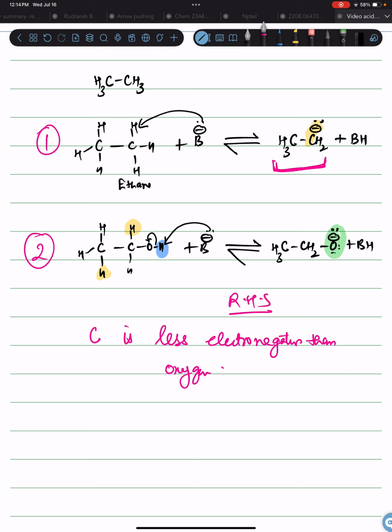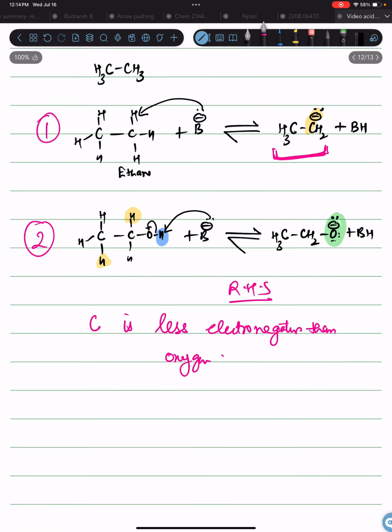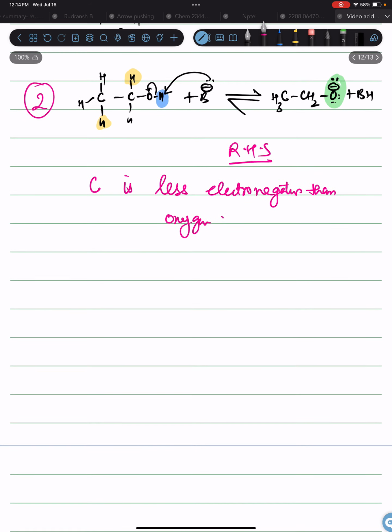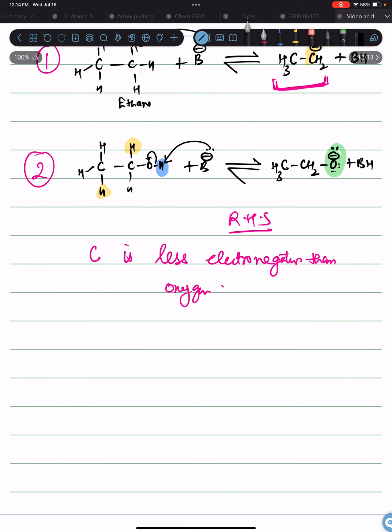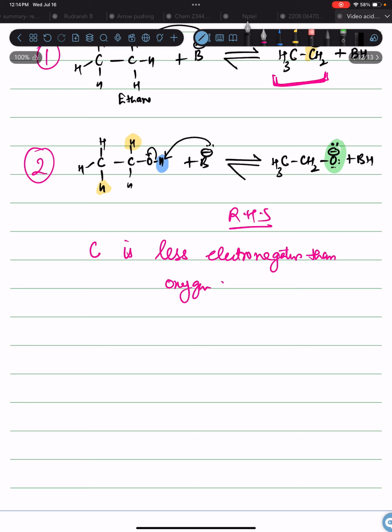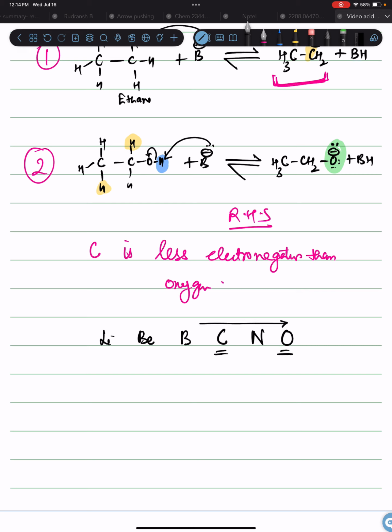Why? Because in this case the negative charge is coming on carbon, which cannot that easily accommodate the negative charge. Fine, we can take one more example. So this was when the atoms differ in their electronegativity, and we can easily predict, as carbon and oxygen both belong to the same period. Lithium, beryllium, boron, carbon, nitrogen, oxygen, and all. So as we move in a period, the electronegativity increases. That's a very straightforward thing.